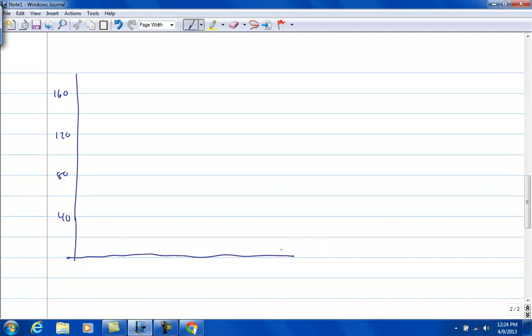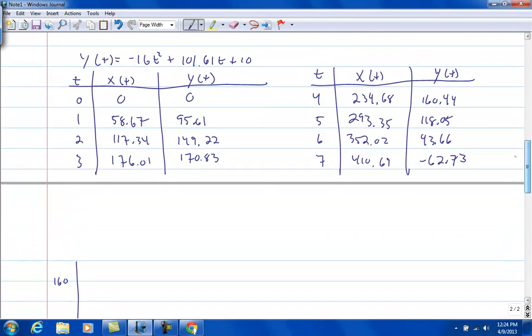Horizontally, we went out to 410. So let's go out to 400 by, I'll go by 80s. 80, 160, 240, 320, 400. So let me go back to my calculator because I have everything in here. So we start off here at 10 feet. So it wasn't 0, 0, it was 0, 10.